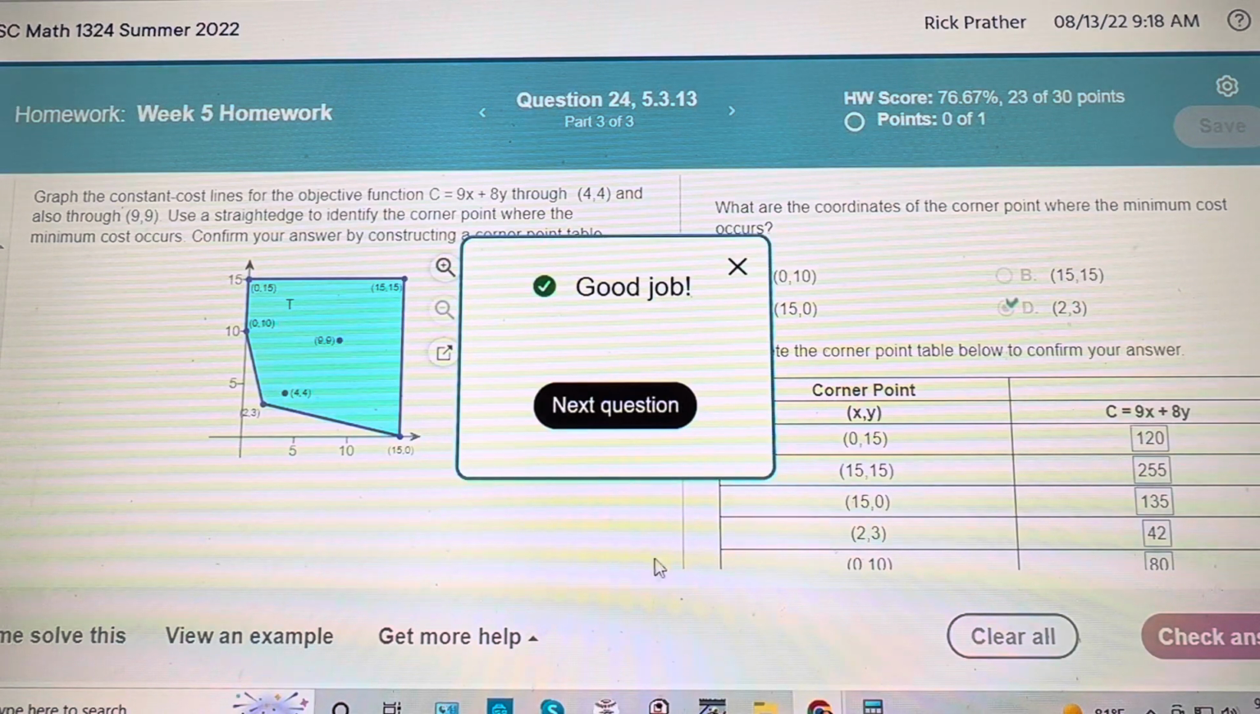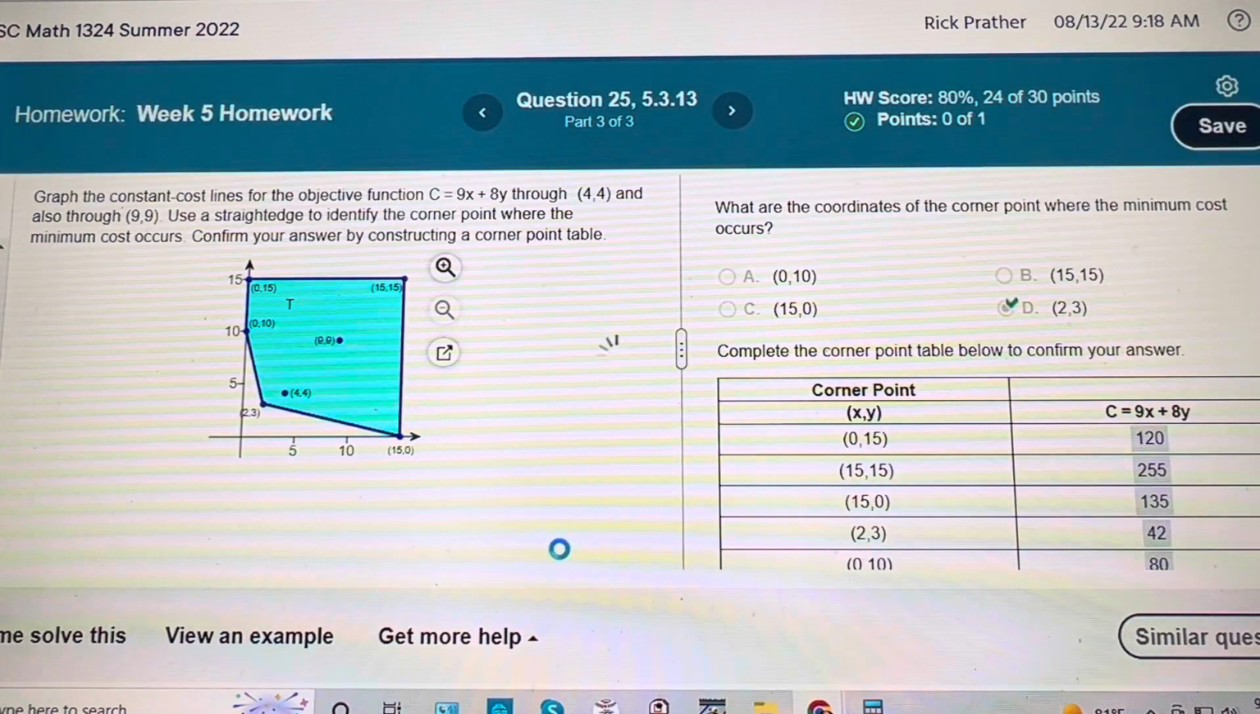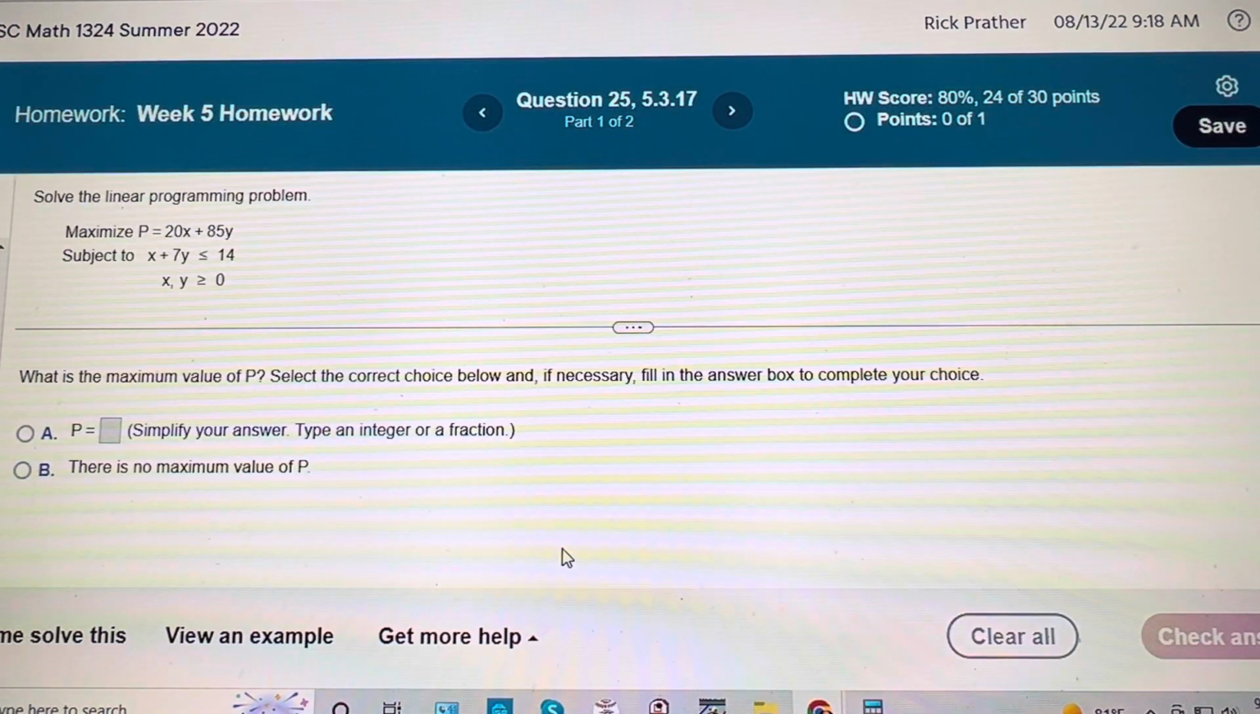So if I want to minimize my costs, I should make 2 pencils and 3 pens every hour, every day, whatever it's based on. Okay, so that's the end of the graphing method. Now we're going to do our own problems, and I guess you could either graph or do a table or both. Here's our objective function, p equals 20x plus 85y.